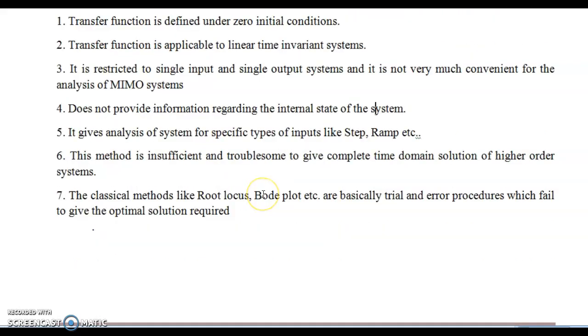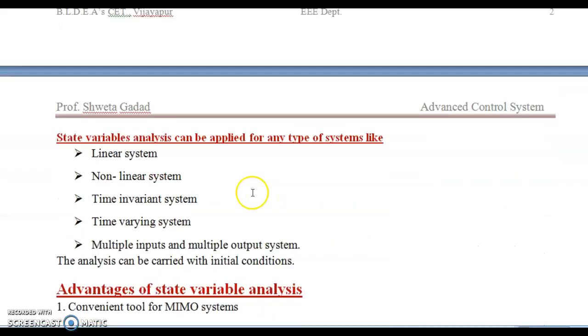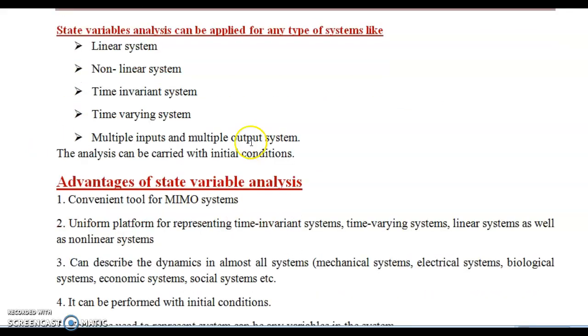To overcome these drawbacks, we are going to study the state variable analysis techniques. The state variable analysis technique can be applied to different systems: linear systems or non-linear systems, time invariant and also time varying systems. And it is also applicable for multiple input and multiple output systems.